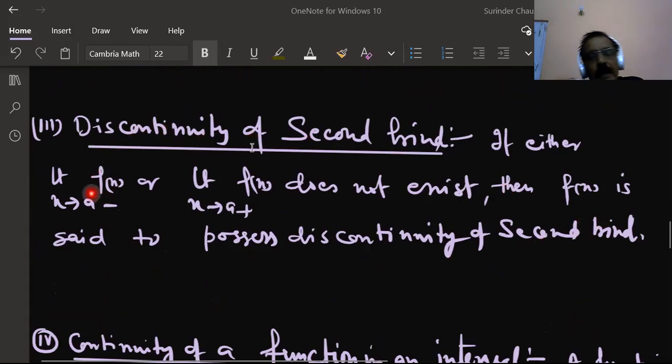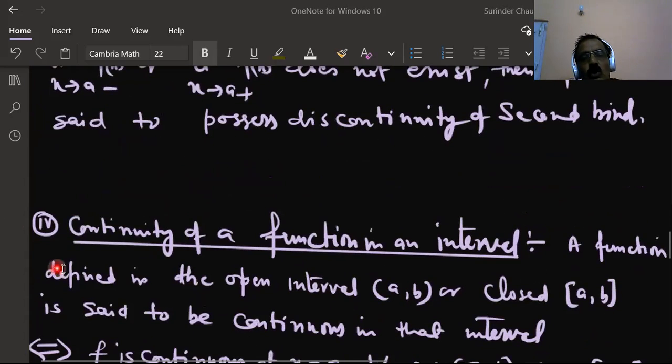So there are three kinds of discontinuity. First, the discontinuity can be removable. Second, if both the limits exist but are not equal. Third, if either of the limits, left limit or right limit, does not exist, this is called discontinuity of second kind.